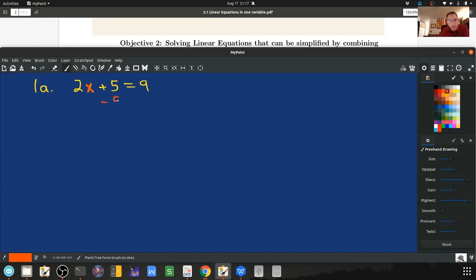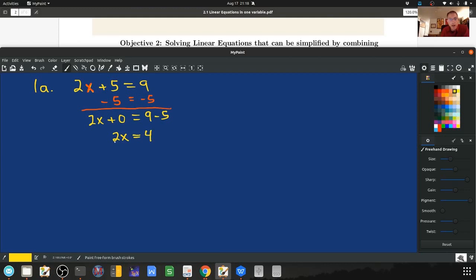If I use the addition principle, I can subtract 5 from both sides. I have to subtract 5 from both sides, otherwise I break the equality. So 2x plus 5 minus 5 is 2x plus 0, and you don't have to write 2x plus 0. I'm just doing this in excruciatingly small steps, just so you can see everything. And this is 9 minus 5. Now let's simplify both sides. 2x plus 0 is just 2x. Why? Because 0 is the additive identity. 9 minus 5 is 4.